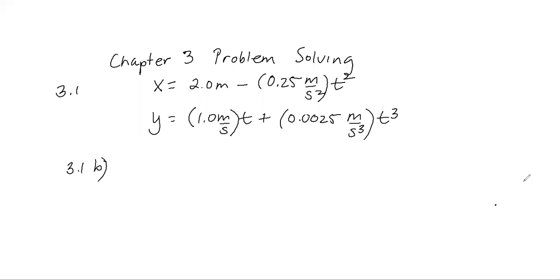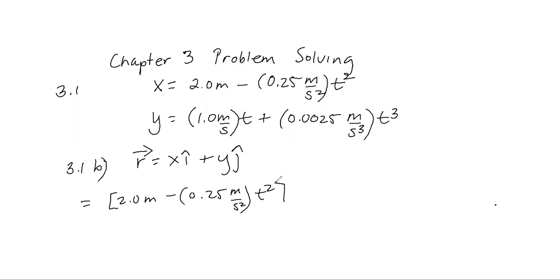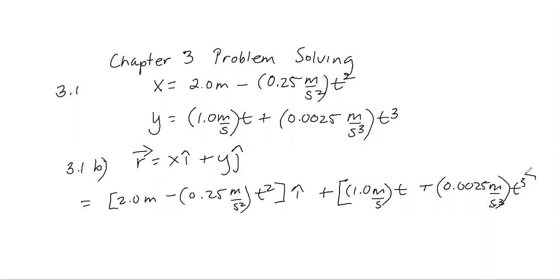Okay, part B says find the rover's displacement and average velocity vectors for the interval t equals 0 to t equals 2 seconds. For the displacement vector, it's going to be r equals x i plus y j. So r equals 2.0 meters minus 0.25 meters per second squared times t squared, that's going to be i, plus 1.0 meter per second times t plus 0.0025 meters per second cubed times t cubed, j.